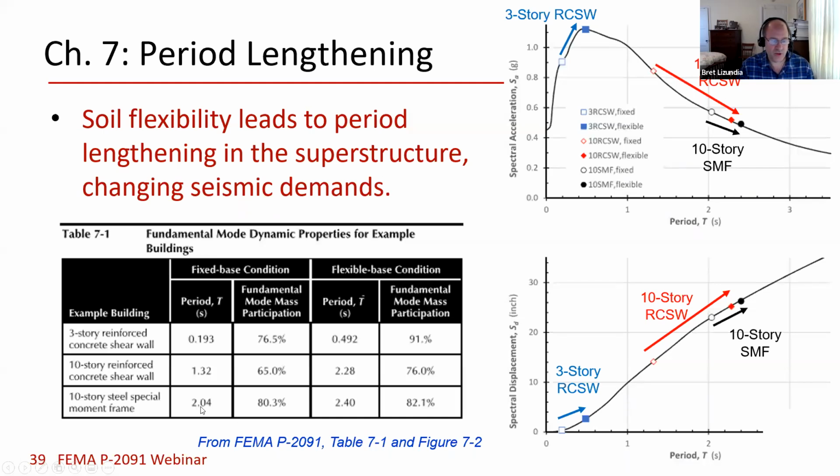So the moment frame, which is already pretty flexible, has a change, but it only goes from 2 seconds to 2.4. The shear wall building is more impacted. Again, that's a little bit like that high structure to soil stiffness ratio that we talked about earlier.